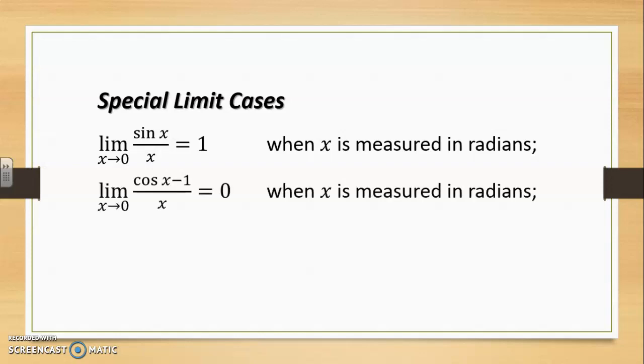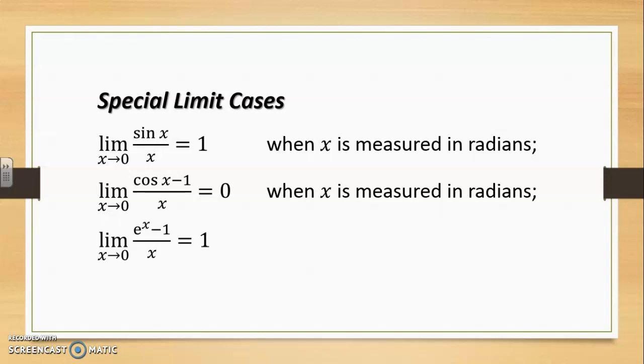The second limit form is for an x value approaching 0, the quotient of cos of x minus 1 over x will tend towards 0, once again assuming x is measured in radians. As before, if you were to try direct substitution, you would see a 0 over 0 form arise from this limit. So we're going to take for granted this formula actually works.